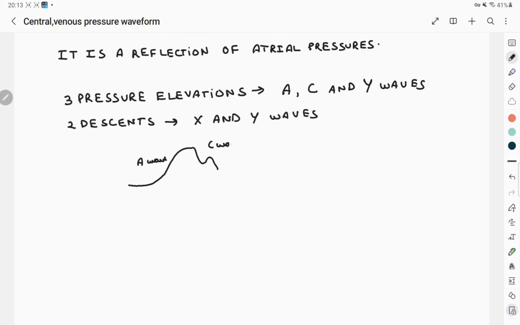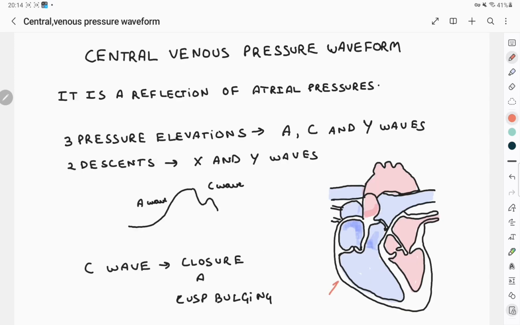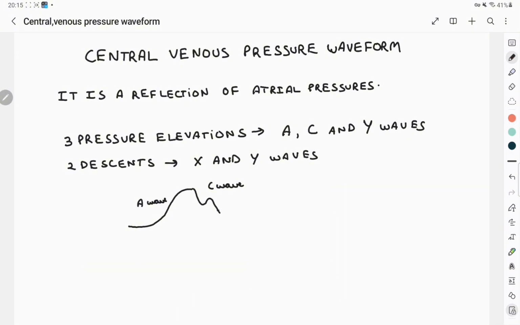The C wave is peak number 2. Think C for closure and cusp bulging. The right ventricle has started contracting, causing the tricuspid valve to snap shut and bulge backward into the right atrium, creating a brief spike in atrial pressure.